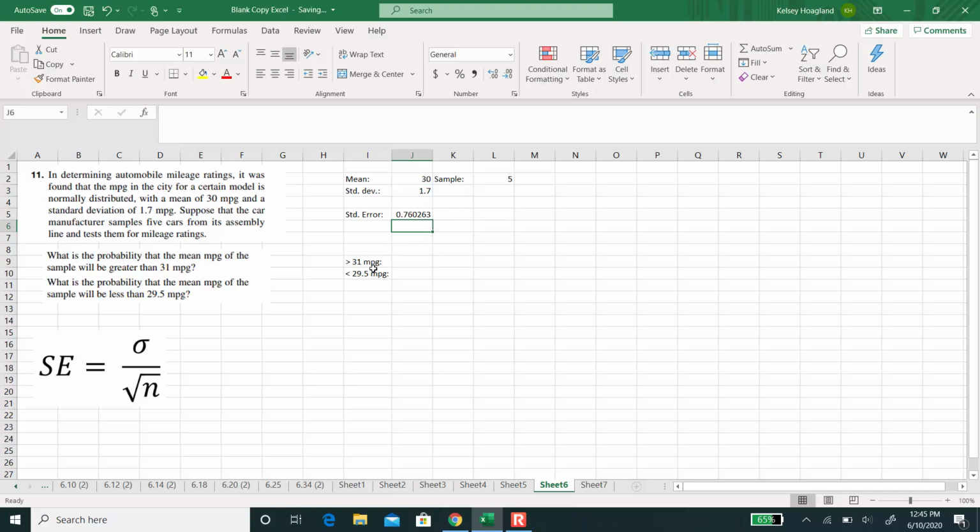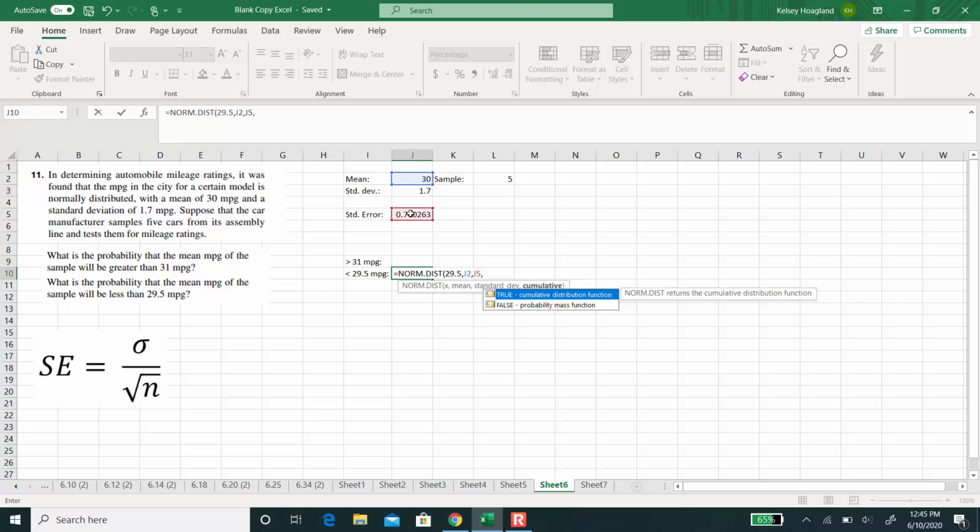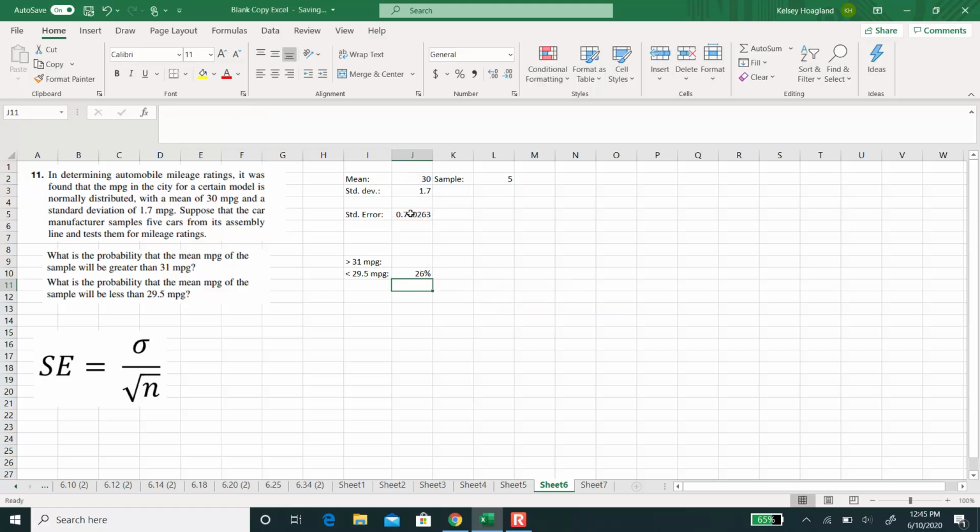Now we can go on to finding the mean miles per gallon of the sample greater than 31 and less than 29.5. So we'll start with the less than. For this kind of problem, we use the normal distribution equation, which is norm.dist. Now for x, we always put in the number that we're finding if it's greater than or less than, so 29.5 in this case. Now we go on to the mean, the standard error we just calculated, and then for cumulative, you just put true. And we get 26%.